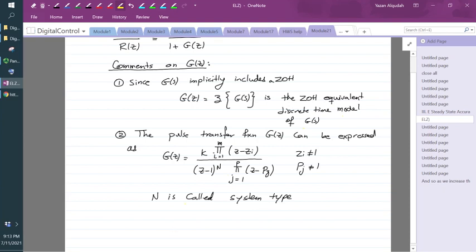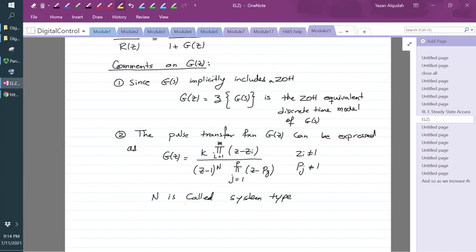Now, this is similar to what we've done in continuous time. If you remember, in continuous time we wrote this as 1 over S to the N, and we called N the system type. Here, we're going to factor out Z minus 1 from the denominator, if there are N of them, and we're assuming there is no Z minus 1 in the numerator. Otherwise, we can cancel them out and then see what remains after we cancel all these Z minus 1 terms in the numerator. I hope that makes sense.